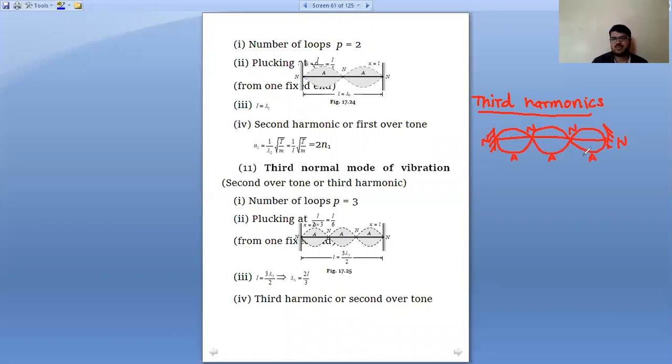So let's see what the frequency is in this case. The complete length of this wire is how much? L, the complete length is L. Now, node to node, how much? So can I write L is equal to, this time, lambda 3 by 2 plus lambda 3 by 2 plus lambda 3 by 2. Sir, I did not understand why you are taking lambda 3 here.